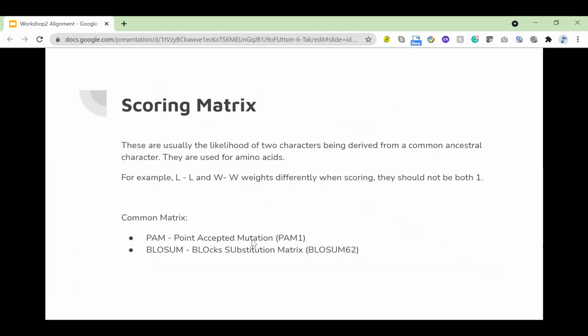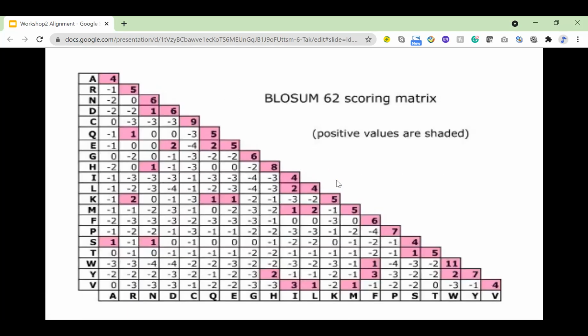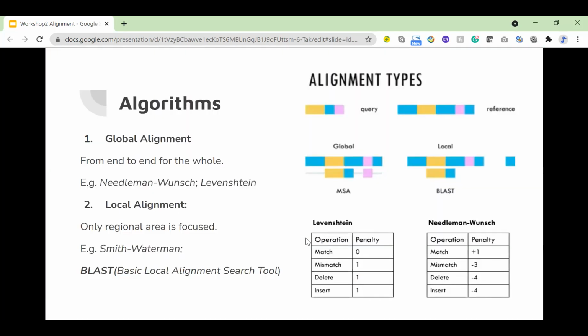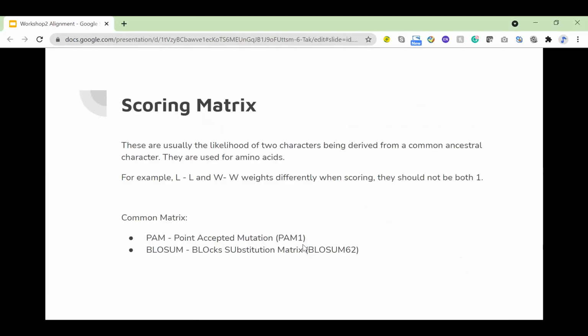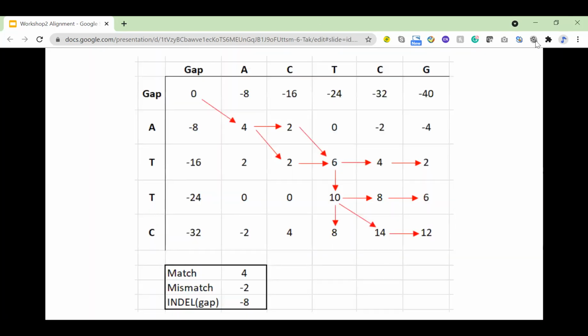And there are two commonly used matrices called PAM and BLOSUM, followed by some numbers, but those are all related to how they actually calculate the matrix. You just need to remember that there are two very commonly used ones, PAM and BLOSUM. Okay, algorithms again. The way I described how we do this alignment is actually the algorithm itself.